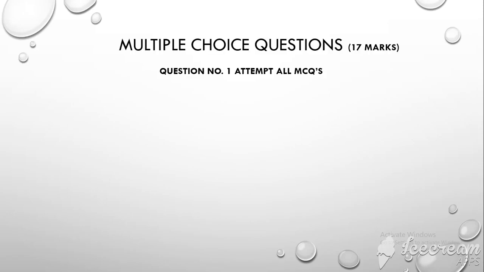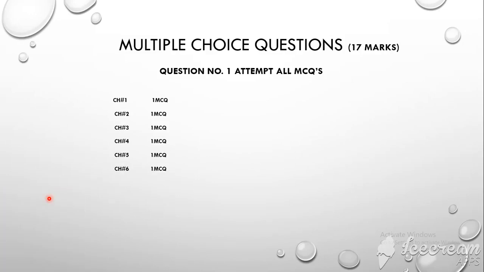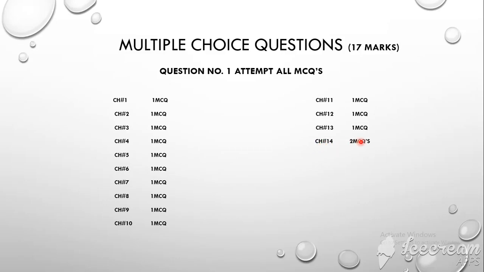The first part is MCQs, meaning objective. You have to attempt all the MCQs. The division of these MCQs along the chapters of the book is like this: from chapter 1 to 13, each chapter has one MCQ in the paper, while chapter 14 has 2 MCQs. Similarly, chapters 15 and 16 have 1 MCQ each, like the first 13 chapters.